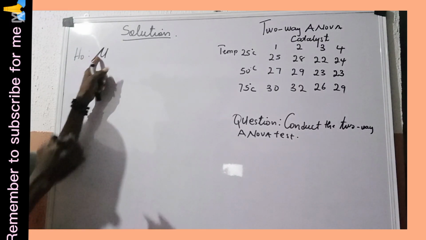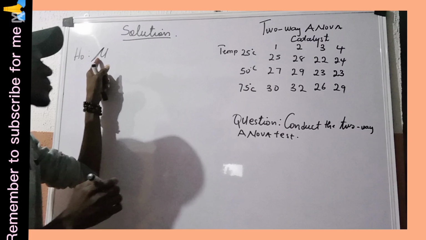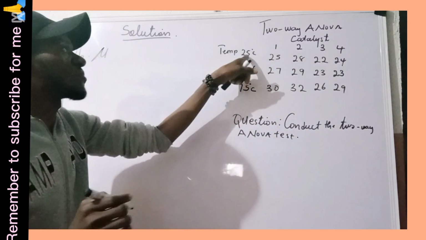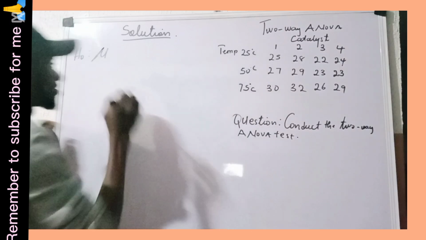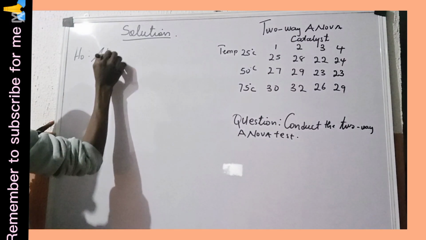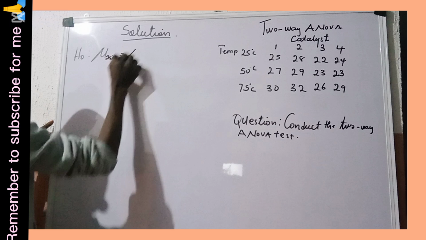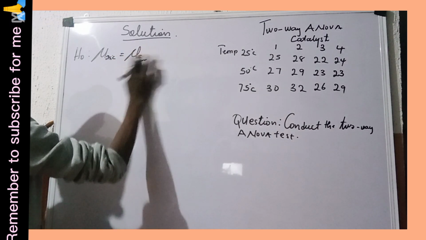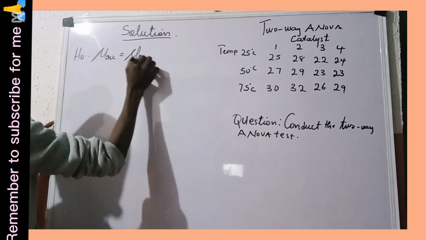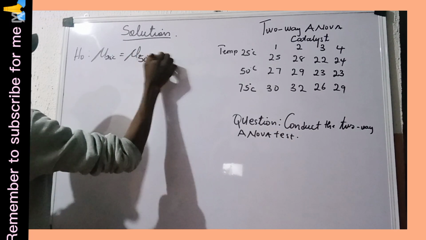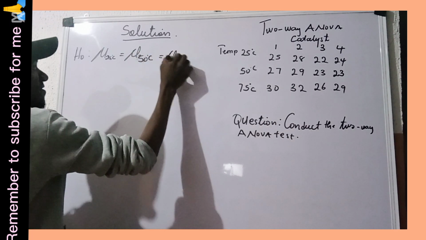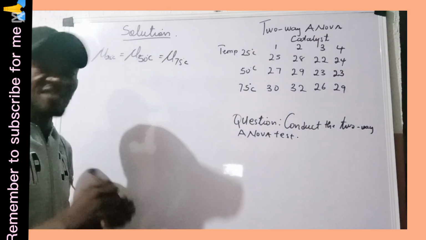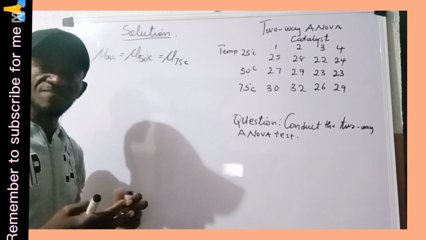And you are saying that mu, this mu you are writing here, is the mean of the population of observations under 25 degrees Celsius. So you put here mu of 25 degrees Celsius equals the mean for 50 degrees Celsius, which equals the mu for 75 degrees Celsius. By implication, you are saying that the means of all of them are the same.